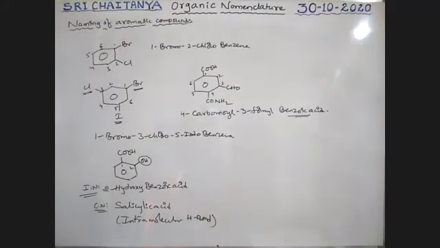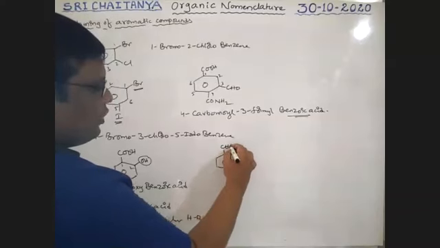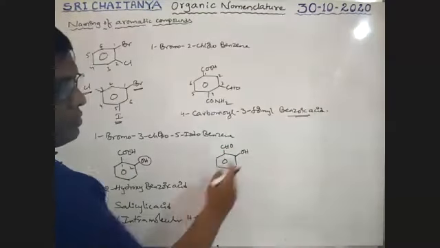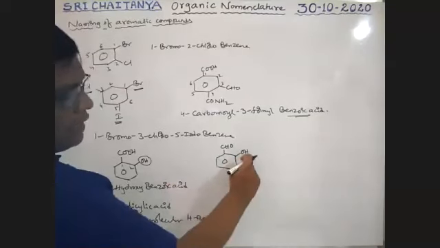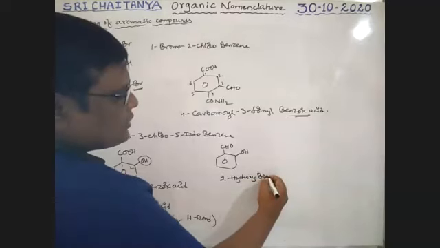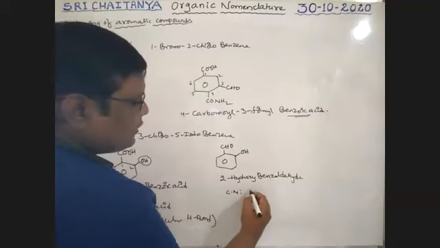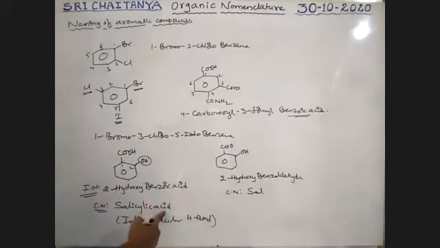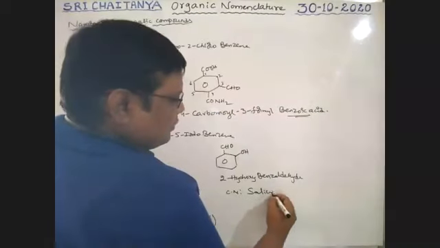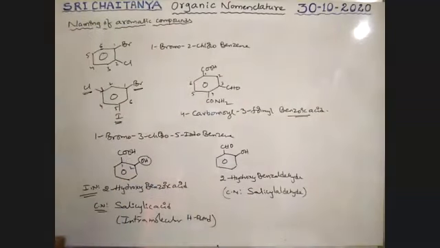Here salicylic acid. Okay. For example, if benzene is connected with CHO and OH, so this is benzaldehyde with the second OH. So 2-hydroxy benzaldehyde. So the common name is salicylaldehyde. It is acid, it is aldehyde. Salicylaldehyde is the common name.